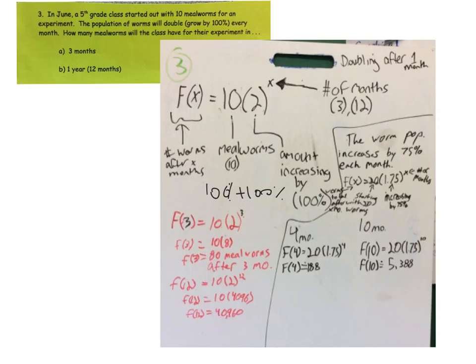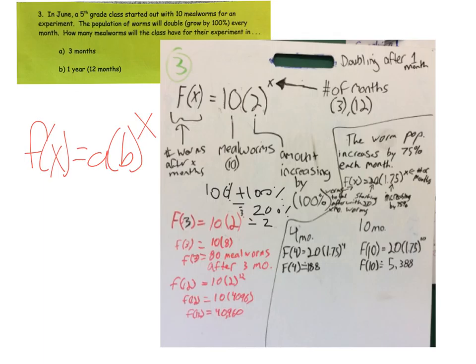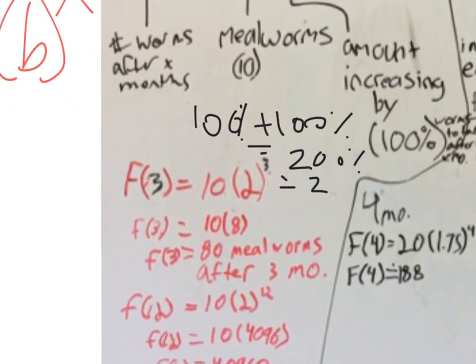turns out to be 200%, which is 2 as a decimal. And so that's why they were able to write 2 in as their base. So again, they're using the function f(x) = a times b to the power of x as their generic exponential function. So you can see here is where they actually substituted in to calculate the value for 3 months. So we're just going to zoom in here.